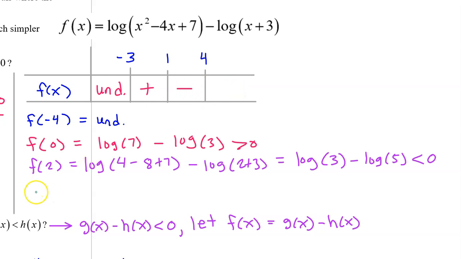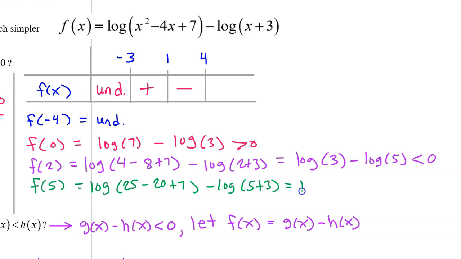Finally, for the last interval, let's use a test value of 5. So this will give us the log of 25. Plugging in 5 right here would give us minus 20 plus 7 minus the log of 5 plus 3. So let's see. 25 minus 20 is 5. Plus 7 is 12. So we've got the log of 12 minus the log of 8. This is positive. So let's put a plus right here on the sign chart.